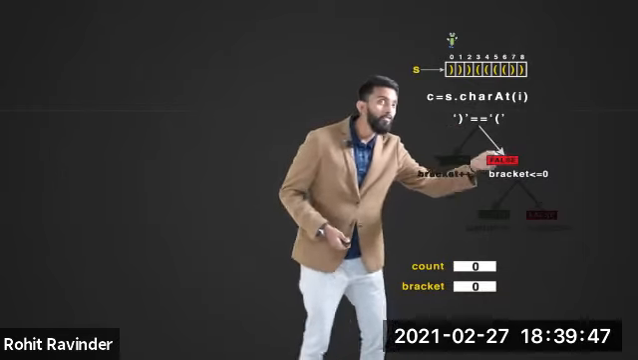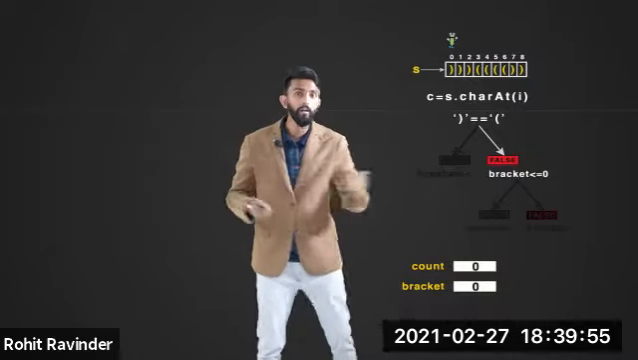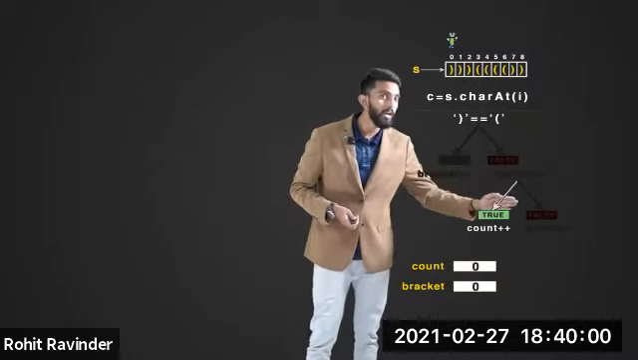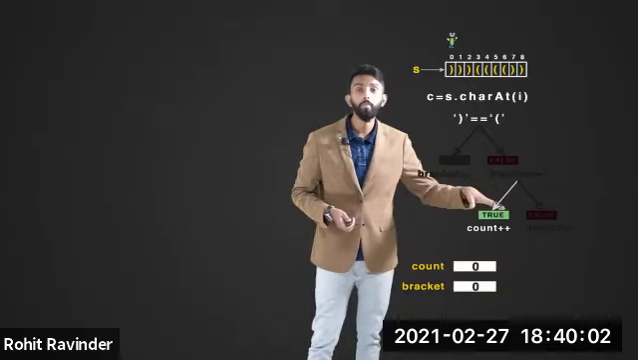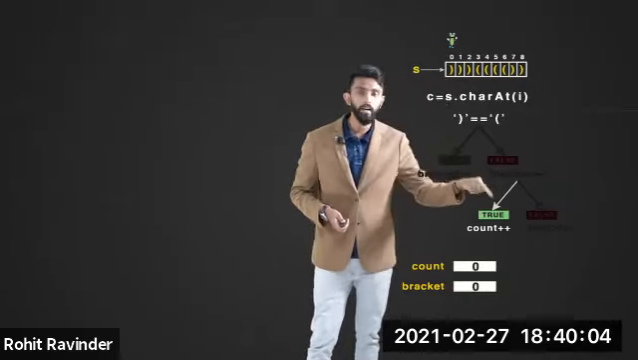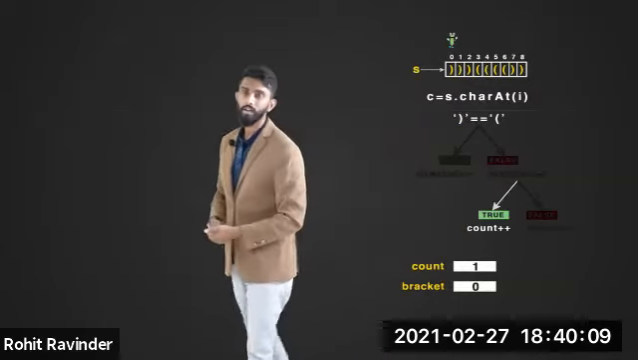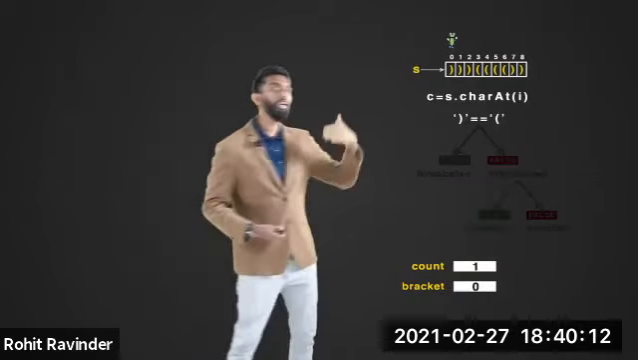If that is the case, I will check, is bracket value less than equal to 0? Yes, bracket value is less than equal to 0, which means you encountered a closing bracket without an opening bracket. Less than equal to 0 means what? No opening bracket is there. If there is no opening bracket, this is an imbalanced bracket. The moment this condition evaluates to true, it means that it was an imbalanced bracket. Imbalanced bracket means increase the count by 1. As simple as that.